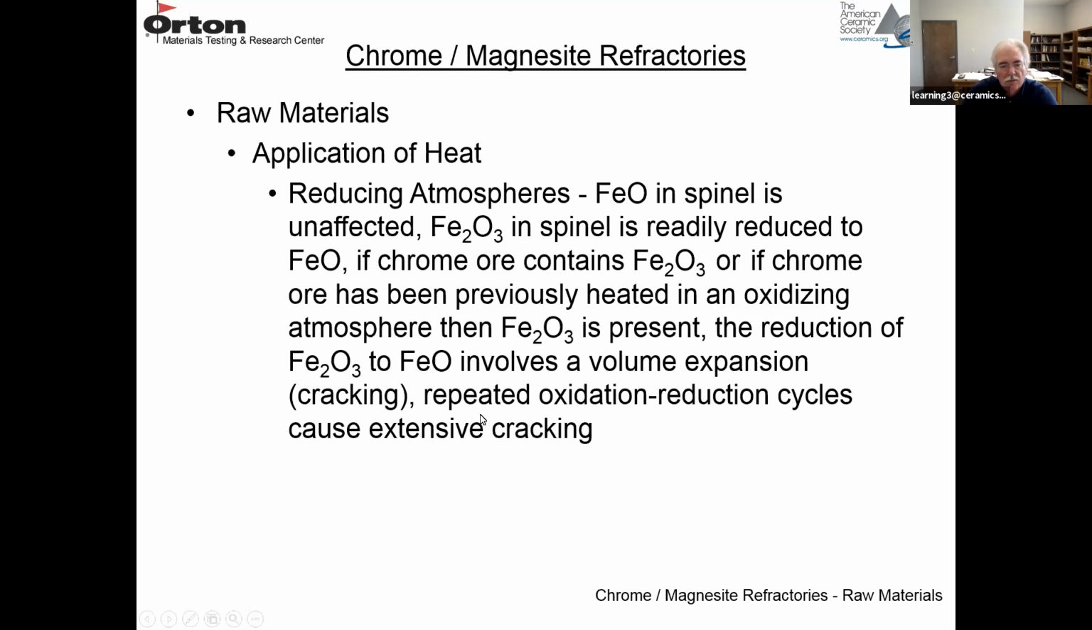So what happens when you repeatedly oxidize and reduce this material, it keeps cracking, and it eventually causes extensive cracking and disintegrates the material.